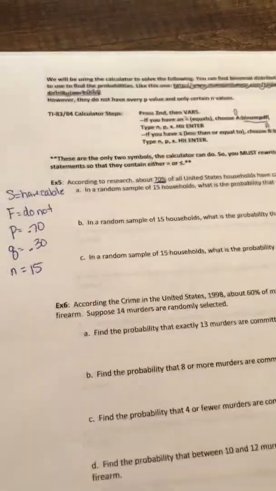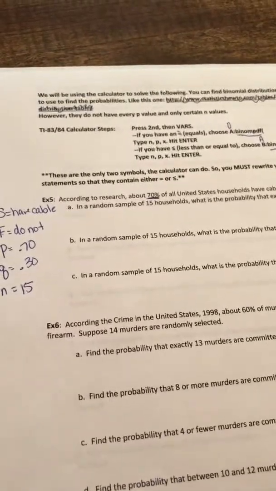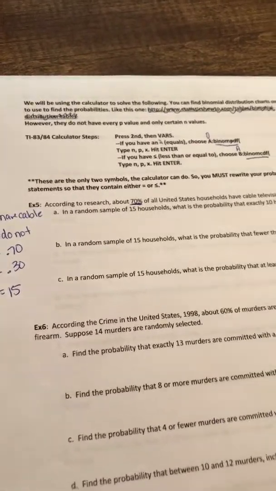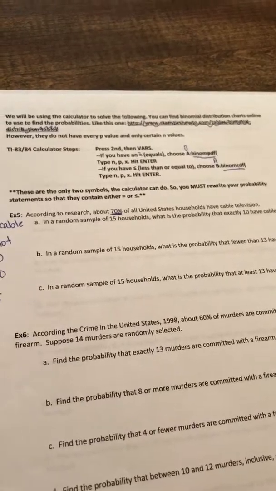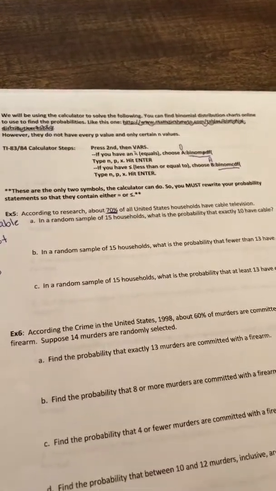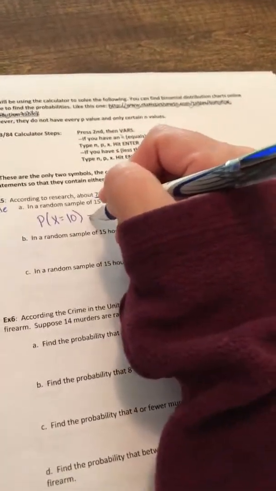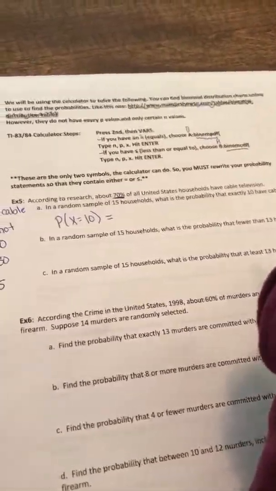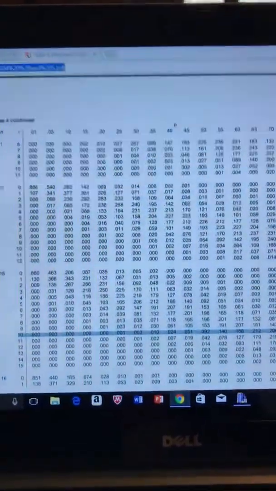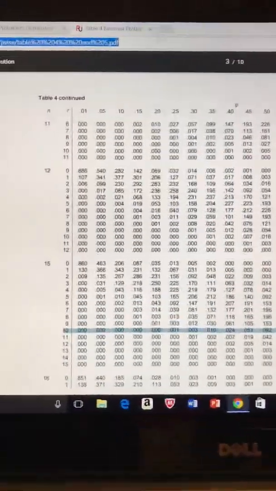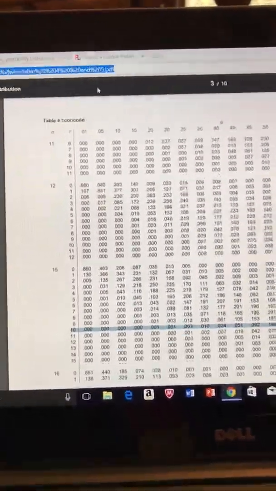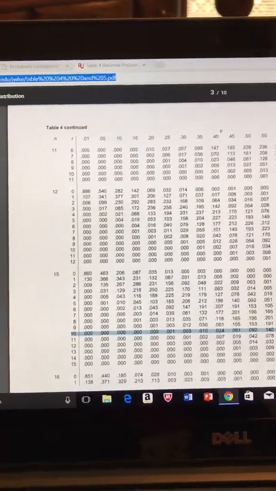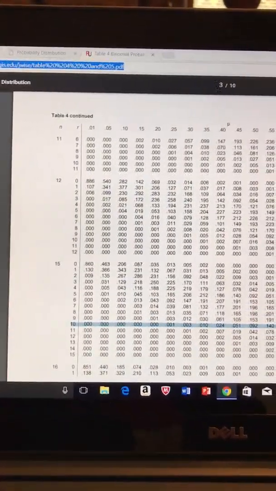And like I said, sometimes you may be able to use the chart, other times you won't. So in a random sample of 15 households, what is the probability that exactly 10 have cable? Exactly 10 means the probability that X equals 10. So if we do the chart first, a lot of people like the chart because the calculator can be kind of hairy. So if you go to the link on your notes, it should take you to this page, and I've already scrolled down here to where I need it to be.